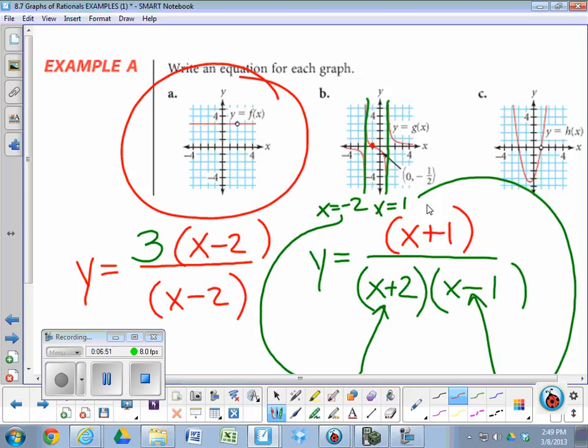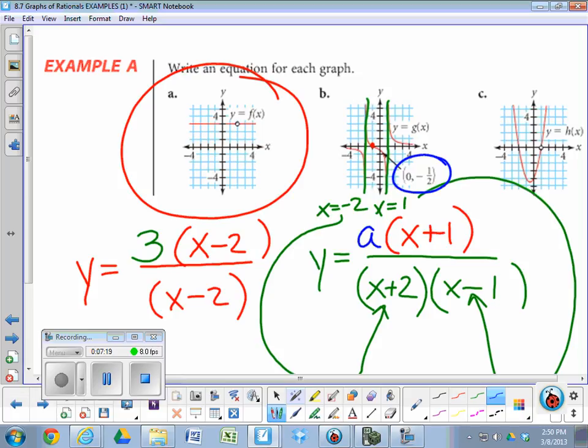And finally, everybody's favorite letter, A. Has this weird rational function been dilated at all? We'll find out. It might not. It might. Let's go ahead and put an A there. Do they give you a point to work with?